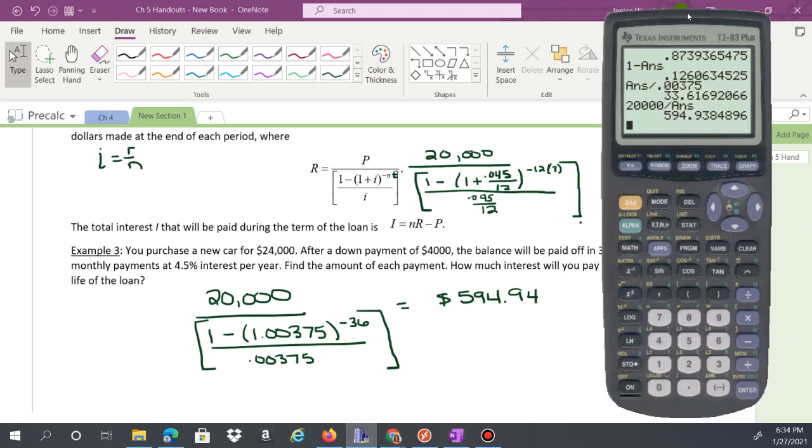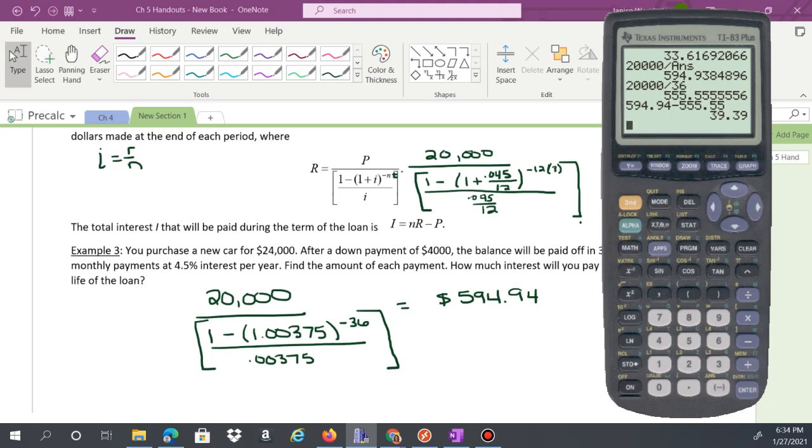Okay, so did I do 20,000? Yeah, I did 20,000. Okay. If I didn't have any interest at all, that would be my payment, $555.55, right? 36 payments for $20,000. So I'm paying this difference in interest a month of $39.39. Okay, so the amount of each payment is $594.94.